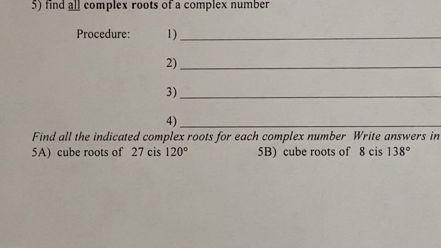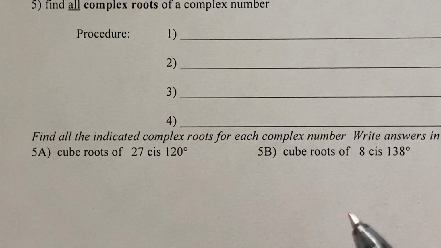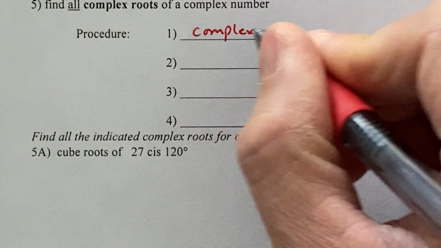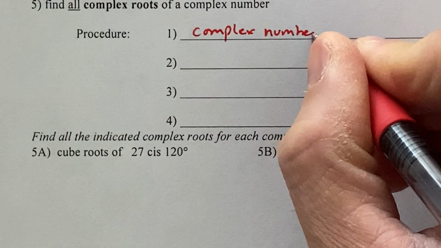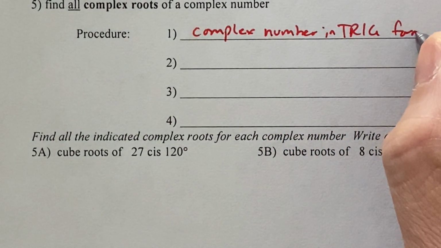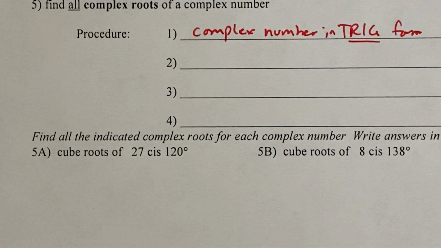The last thing we're going to talk about is how to find all the complex roots of a complex number. This is actually sort of like the inverse of what we talked about before with the power theorem for complex numbers, but it's actually very similar in many senses. So the first thing you've got to do is make sure that we have our complex number in trig form. It must be in trig form, okay, r cis theta.